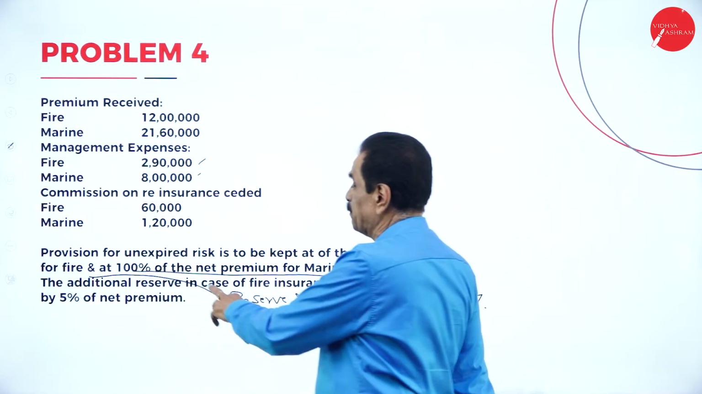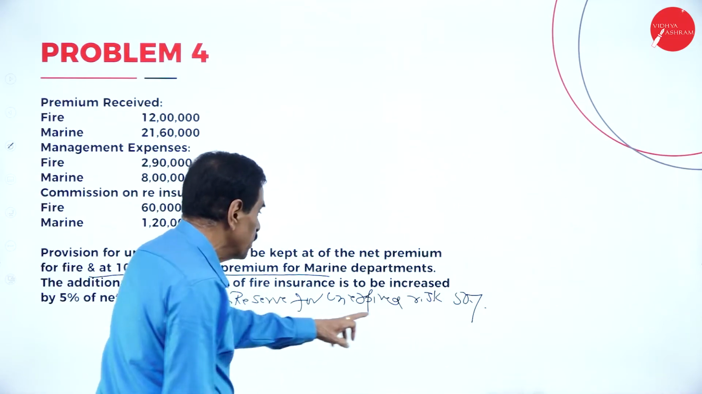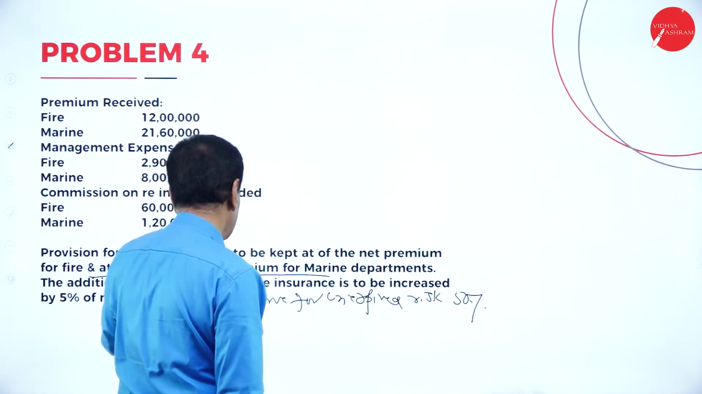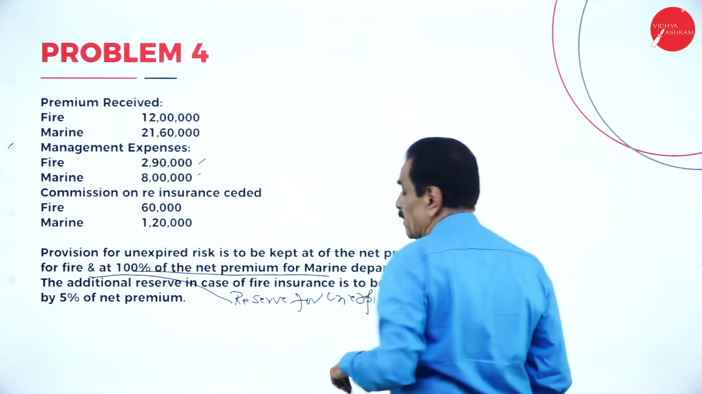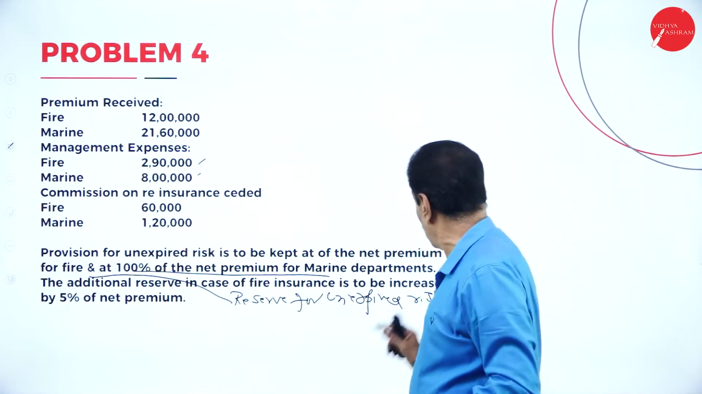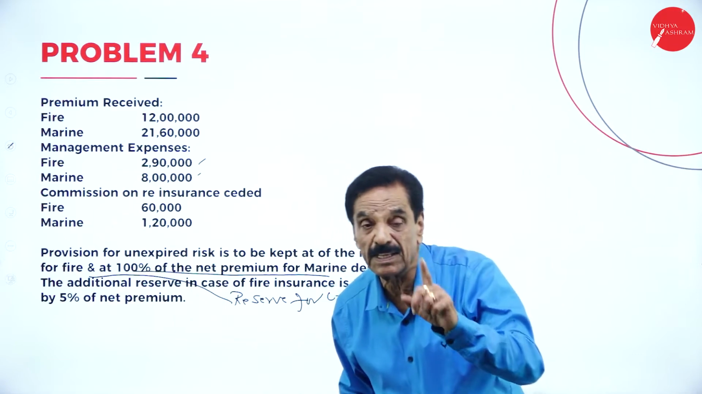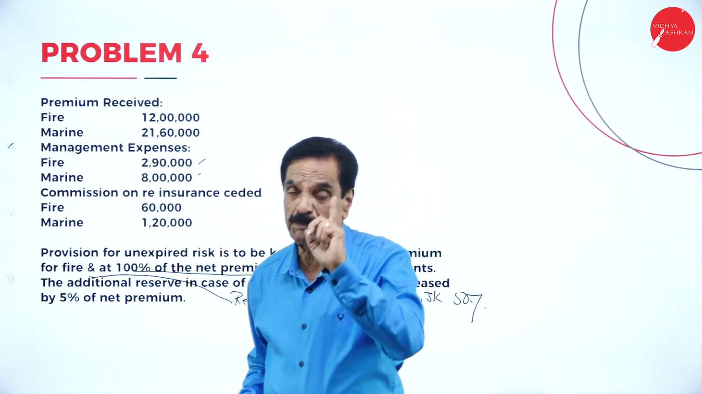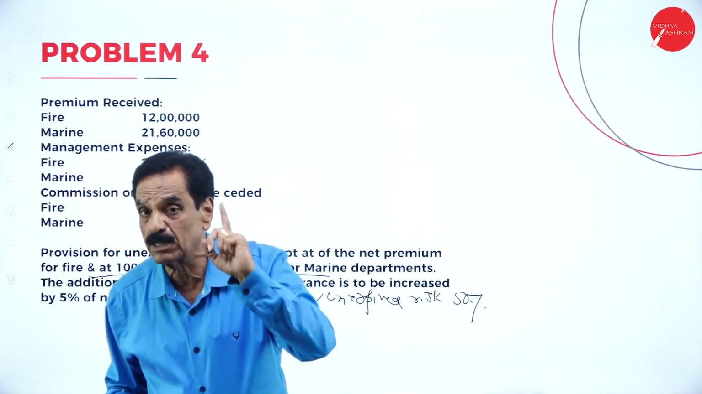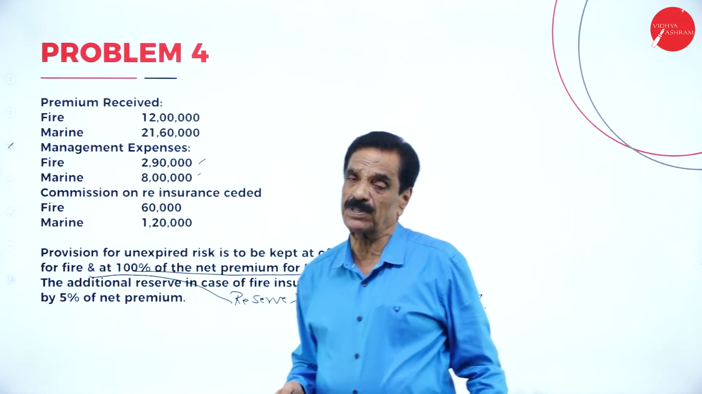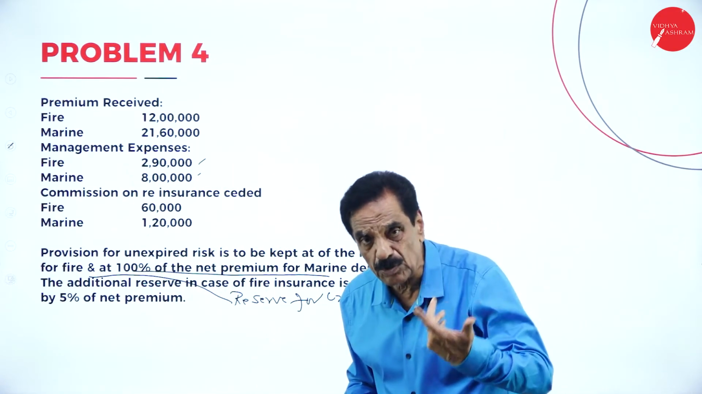Provision for unexpired risk is 50% of the net premium in the case of fire and 100% of the net premium in the case of marine insurance.